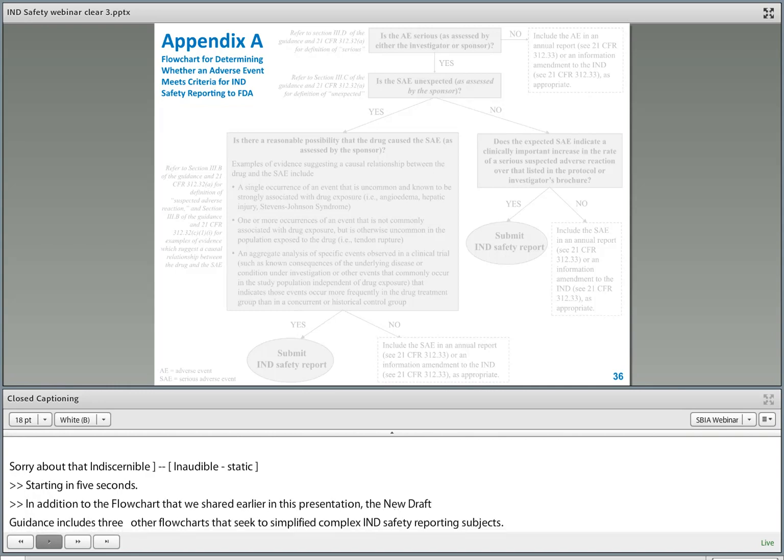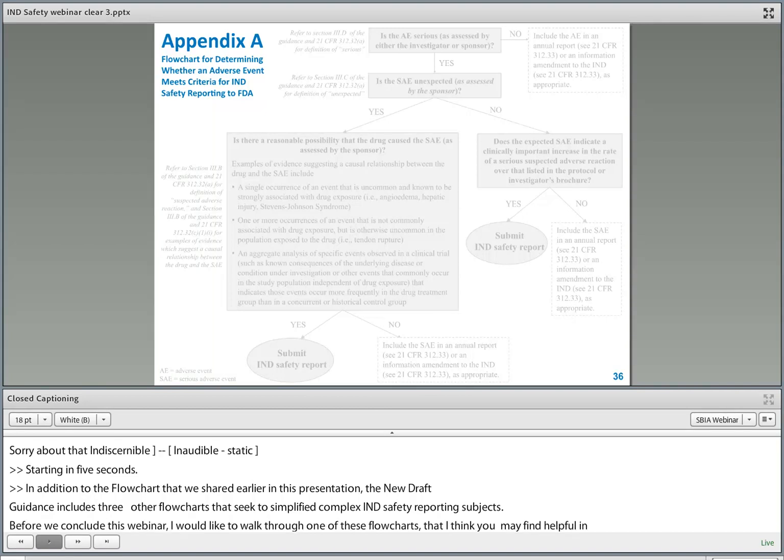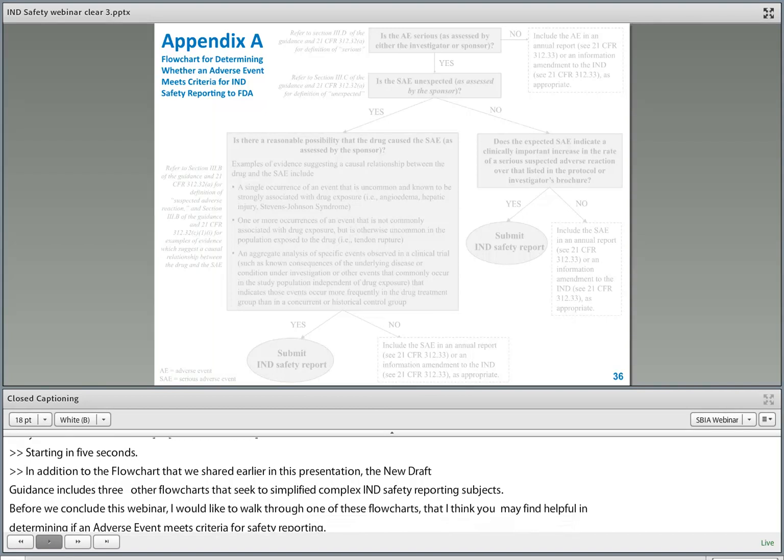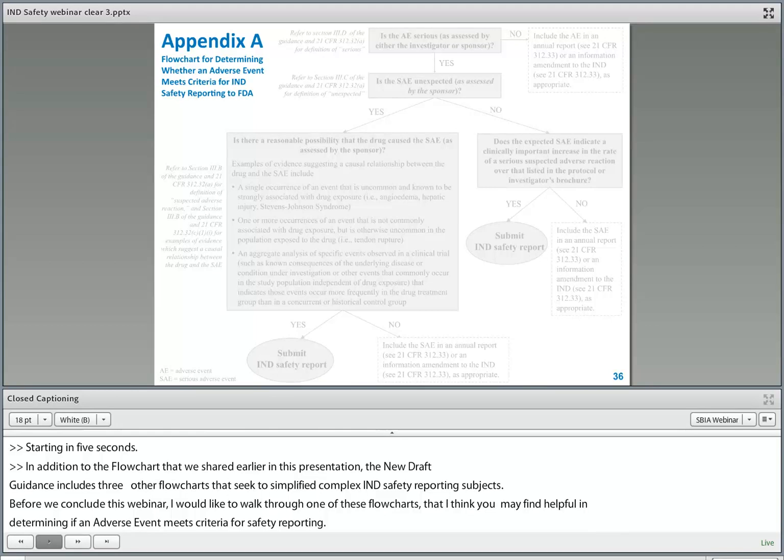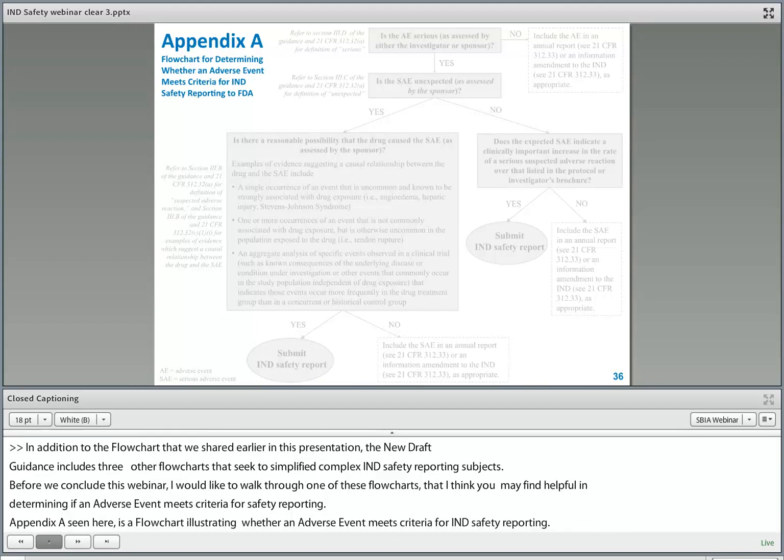Appendix A, seen here, is a flowchart illustrating whether an adverse event meets criteria for IND safety reporting. In addition to walking through the process for determining whether or not an event meets criteria, it also includes relevant links to the Code of Federal Regulations. Now, let's briefly walk through it together.